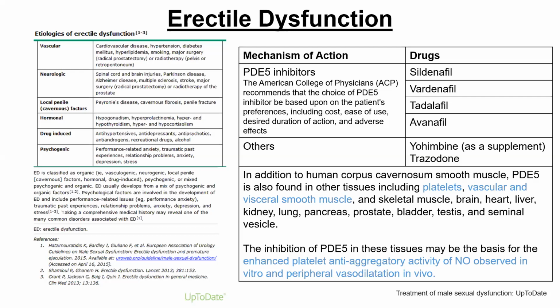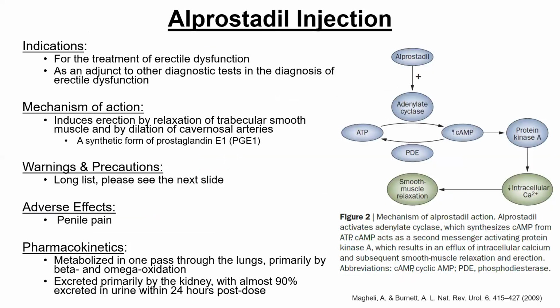One other important aspect about these drugs is that phosphodiesterase 5 is not only found in the human corpus cavernosum smooth muscle cells, but it is also found in other places like platelets, vascular and visceral smooth muscle cells. And when you use these drugs, they're going to inhibit PDE5 in all those places. And one of the advantages actually is that it also works as an anti-platelet aggregation. So it prevents platelet aggregation and also causes vasodilation. So that's the other effect of these drugs.